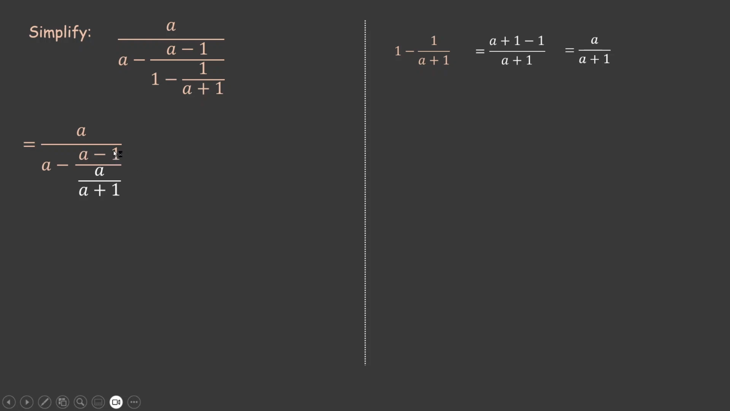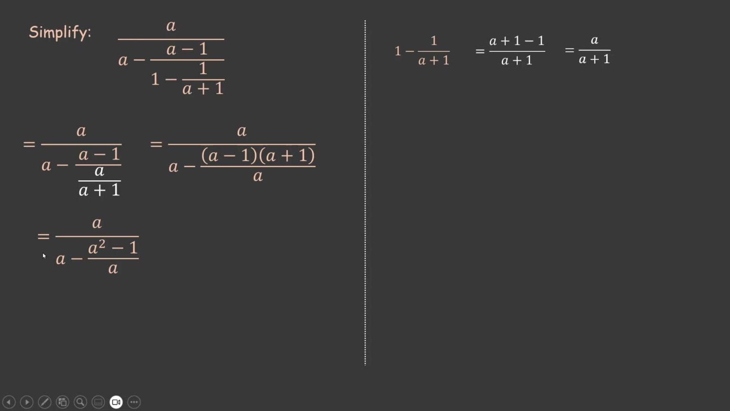Now, since this is like x upon y upon z, which is x into z upon y, we'll multiply a minus 1 into a plus 1. Now, a minus 1 into a plus 1 is a square minus 1 square, which is 1. So, let us write that. This is now a upon a minus a square minus 1 upon a.